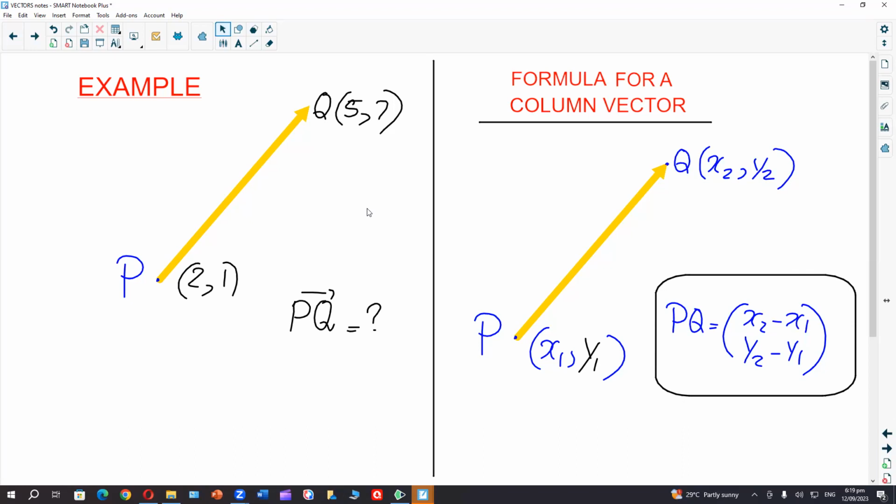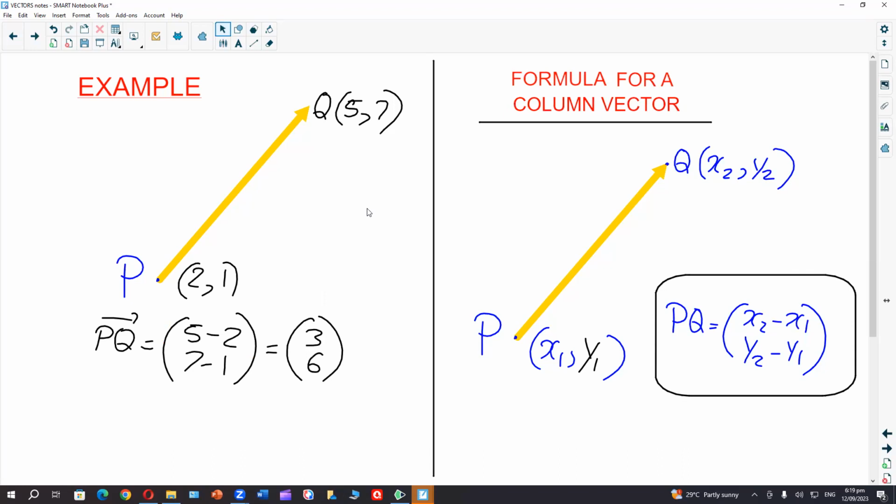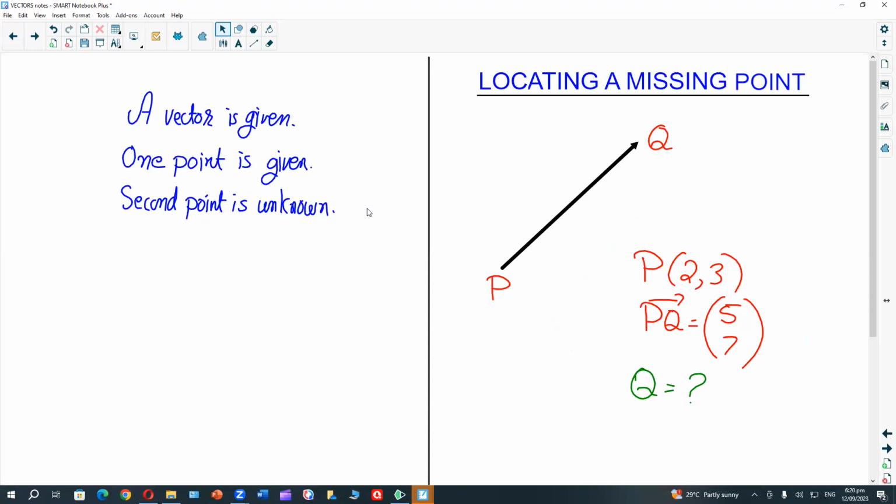Can you solve for me? Okay, yes. I got the same answer. 3, 6. Yes.